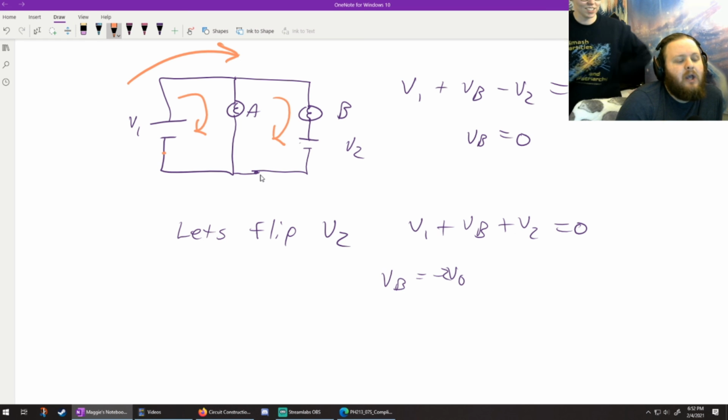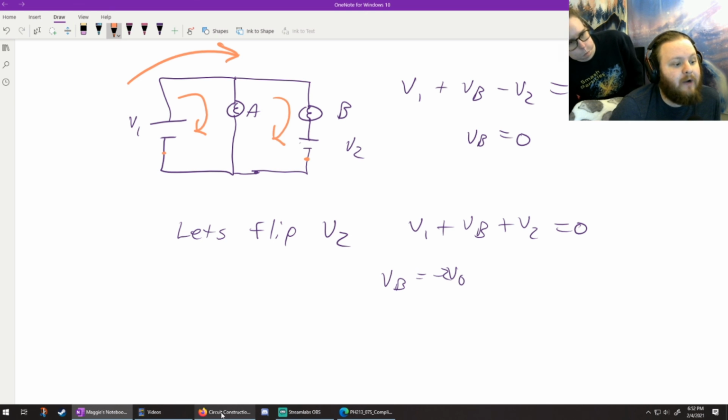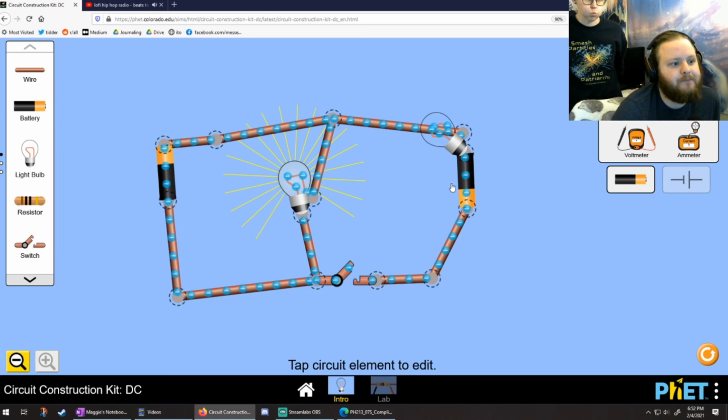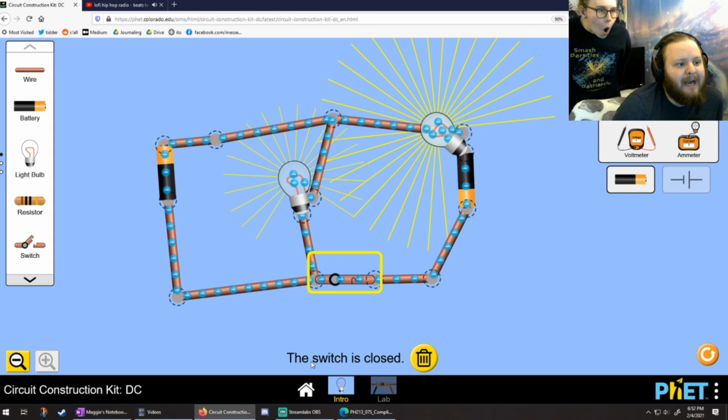And actually, if I have to run the other way, because I need to gain a V naught, I'm going to lose 2 V naught over B, which means I need to gain over VA. And so what has actually happened is the current has swapped direction. So if I do this and now connect the battery.